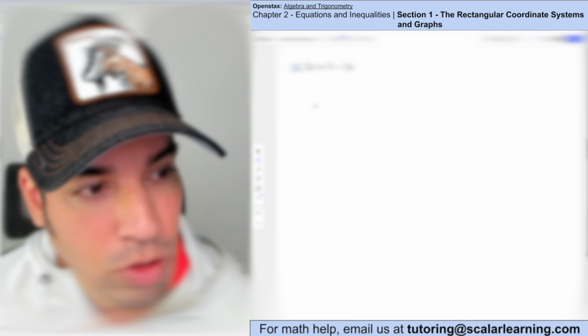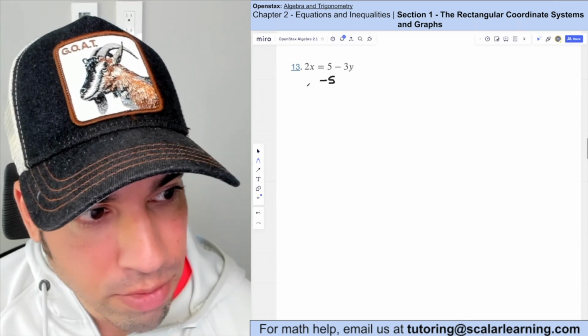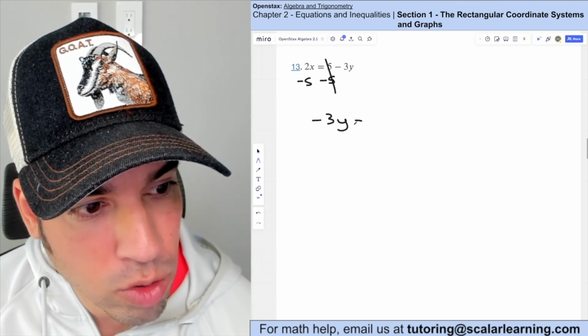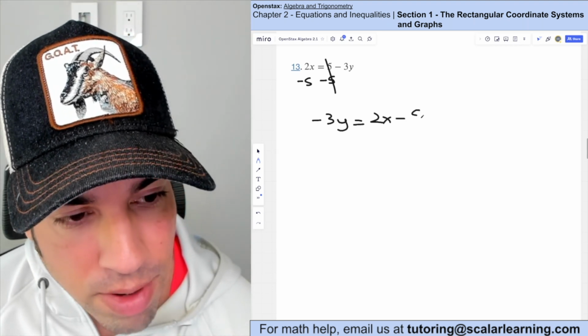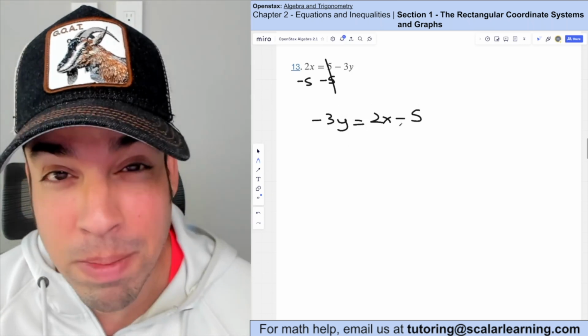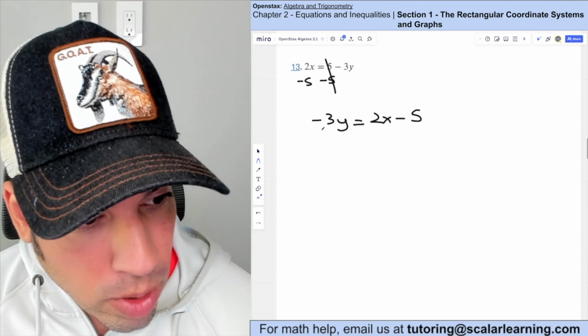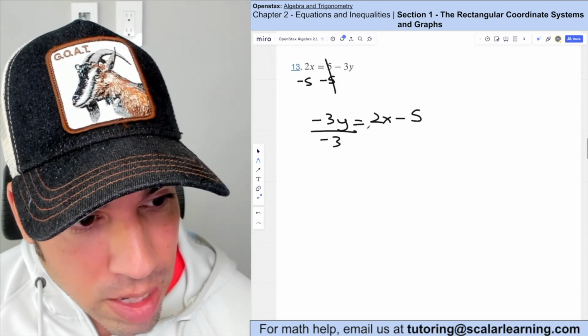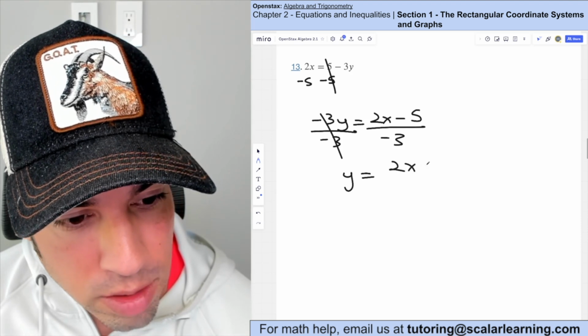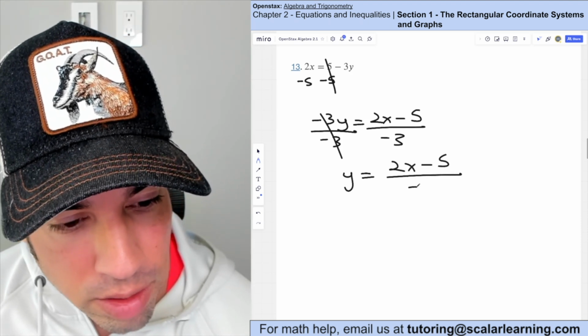Boom, done. So the first thing I'm going to do is subtract 5 from both sides to get rid of that there. Then I have negative 3y equals 2x minus 5. Again, I've switched the sides of the y and the x in the other terms. It doesn't really matter, but I just do that because I'm more comfortable that way. Then I'm going to divide everything by negative 3. And we get y equals (2x minus 5) over negative 3.